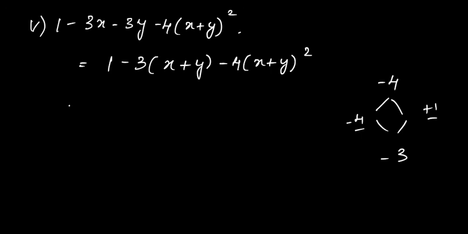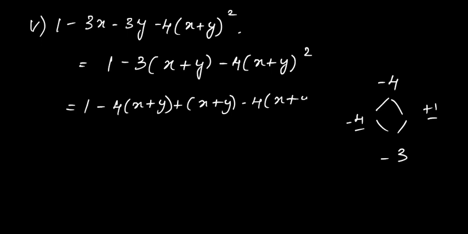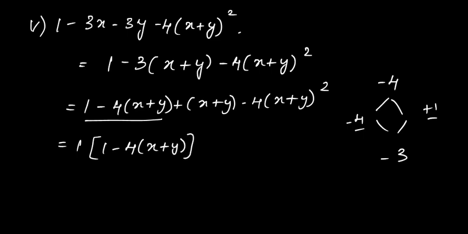So replace it here, we'll get 1 minus 4 into x plus y plus x plus y minus 4 into x plus y the whole square. So the next step, from the two terms we don't have anything in common, so just take the number 1 outside. So we'll get 1 minus 4 into x plus y. From the next two terms we can take x plus y as common. So when we take it out, again we'll get 1 minus 4 into x plus y.